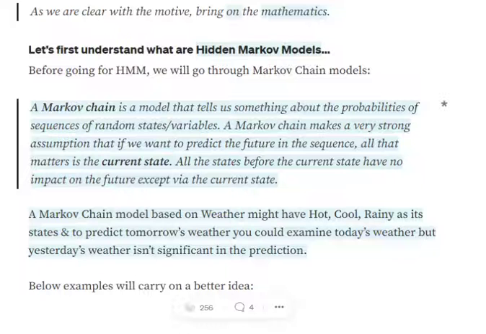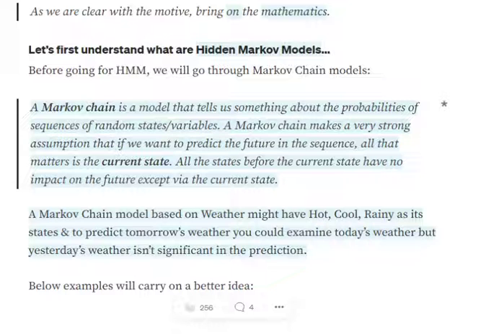Considering the case of weather, a Markov chain can be a system that tells us what the weather can be tomorrow, given today is sunny, or if today is rainy, what would be the weather tomorrow? It can be cold, or it can be hot, etc. A Markov chain makes a very strong assumption. A very big property of this Markov chain is that the future state is always determined by the current state and has nothing to do with the past states.